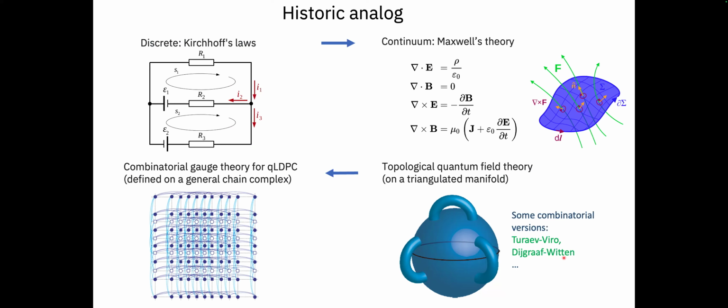So that is in the context of quantum LDPC codes. So you try to define a gauge theory on a general chain complex. And then you might also discover some new interesting topological invariants from the path integral of this gauge theory. So that's sort of the thing we're considering in this talk.